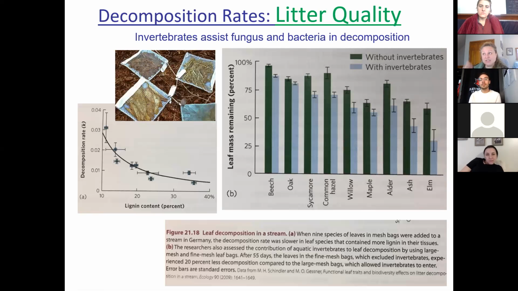And then we would have different size mesh. So some would be more open, so earthworms could actually get in, and others would be, no invertebrates will get in, but typically just the bacteria could get in. And we'll see kind of how that influences the rates of decomp. But in general, the more lignin, the tougher your leaves, the less decomposition you're going to have.